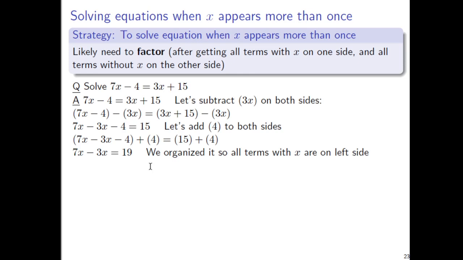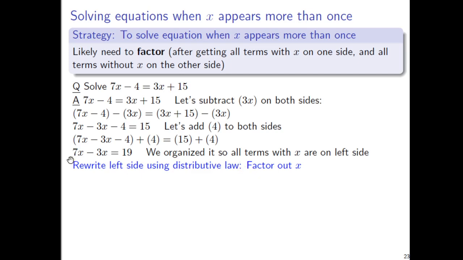So at this point, we have done exactly what the strategy up here says to do. We've organized our work so that all the terms with x are on the left side, and all the terms without x are on the other side. So on the right side, there's this 19, which doesn't have an x. Now, to really apply the strategy, we need to factor. That is, factoring is just undoing distributing. So we're using the distributive law in reverse.